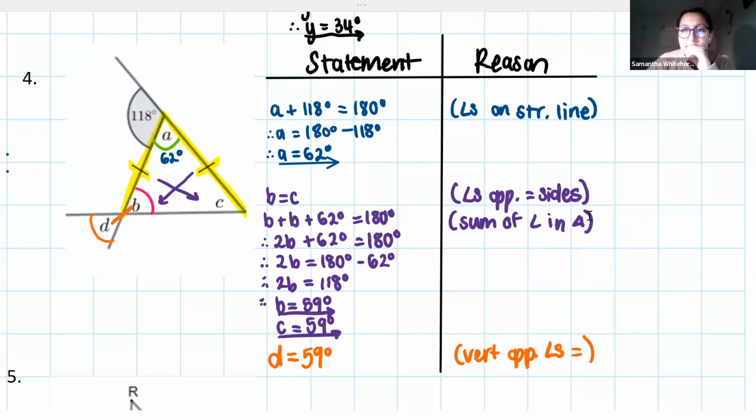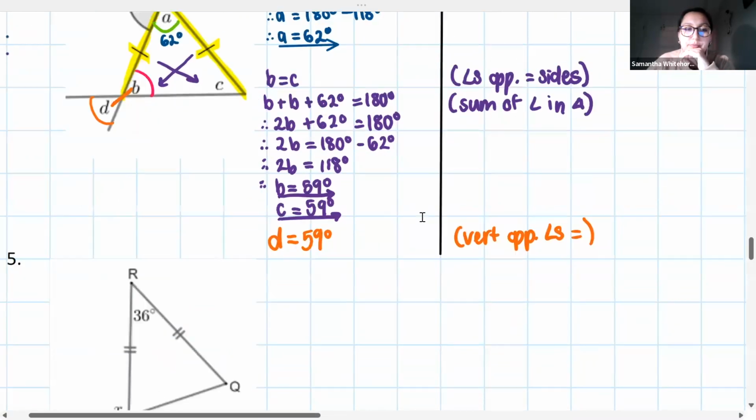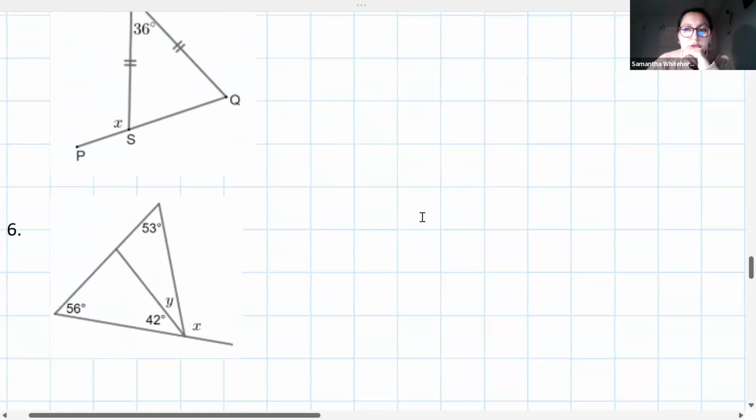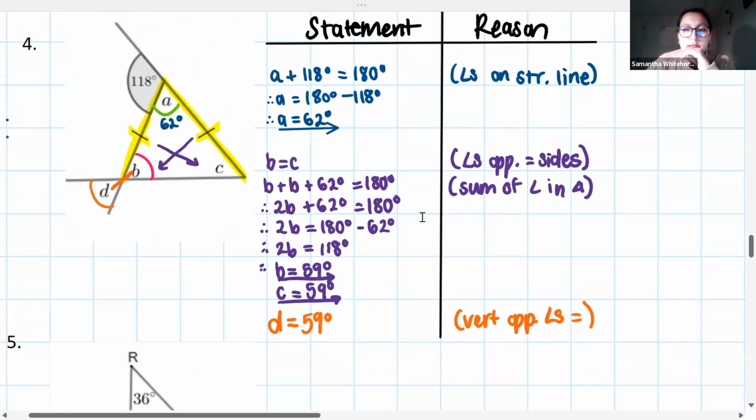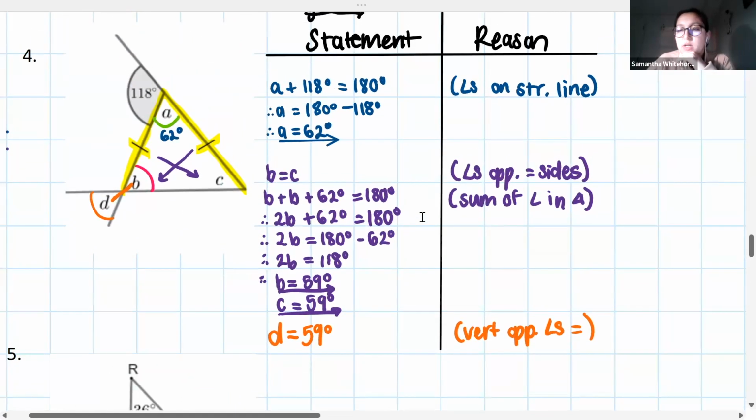Okay, so grade 8, let's have a look at one more before we end off. Zandile, yes, D is just 59 degrees because of vertically opposite angles. That's it.